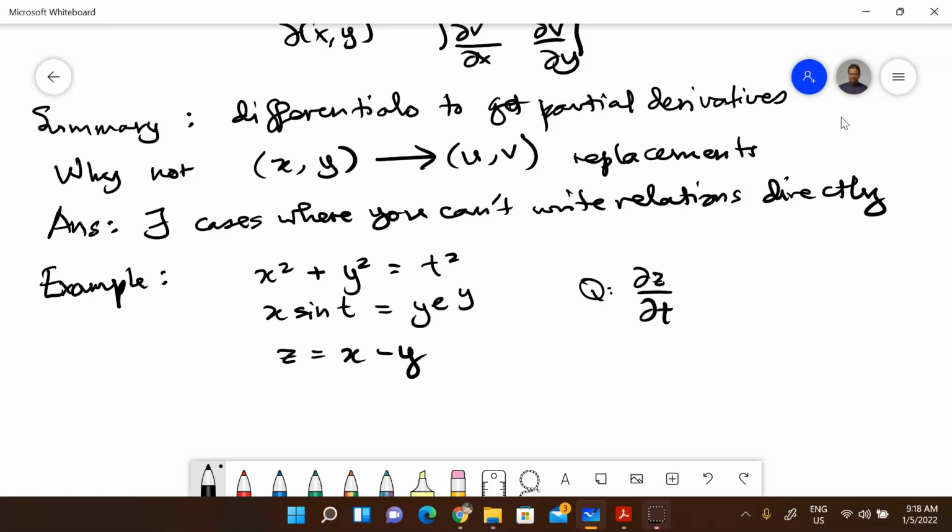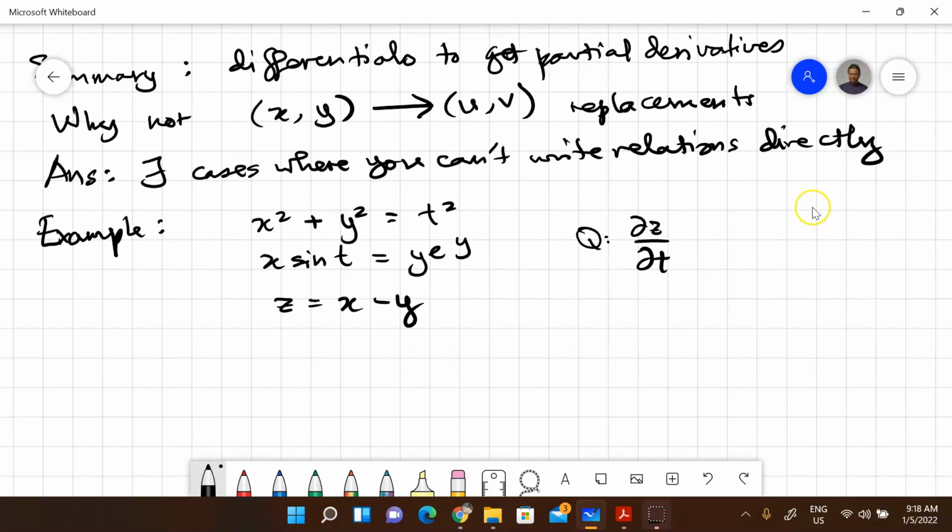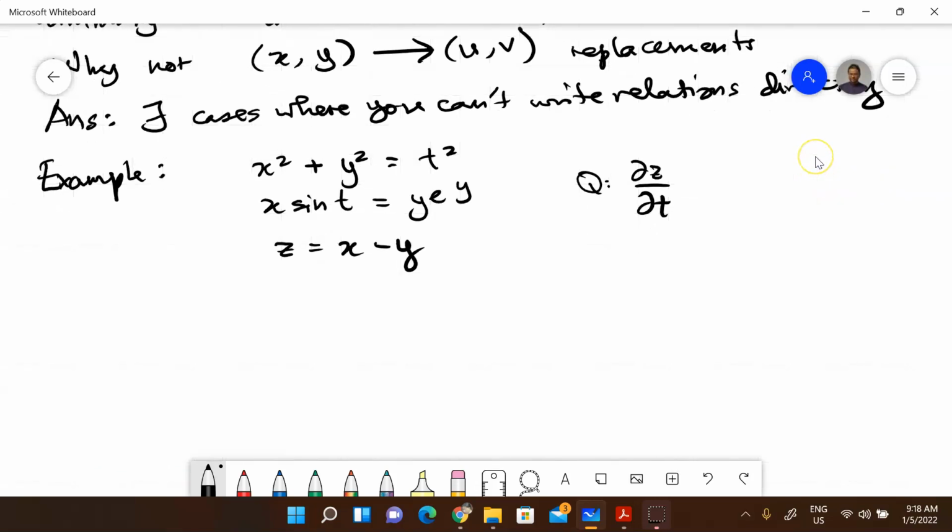If one looks at it, there's no way you can actually solve x in terms of t and y in terms of t directly, because the equations are non-linear in a way. So you won't be able to do an easy replacement kind of solution. So what do we do? We take the differential of all these three equations.